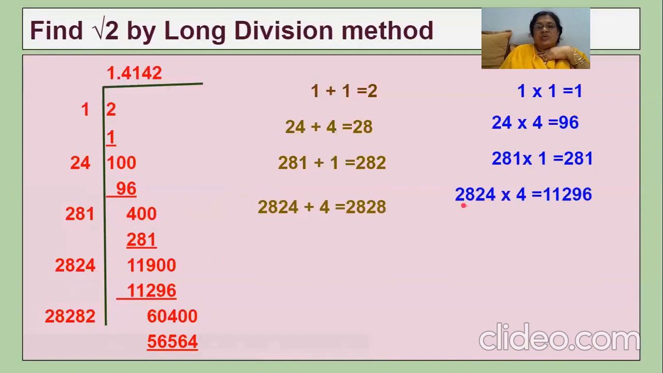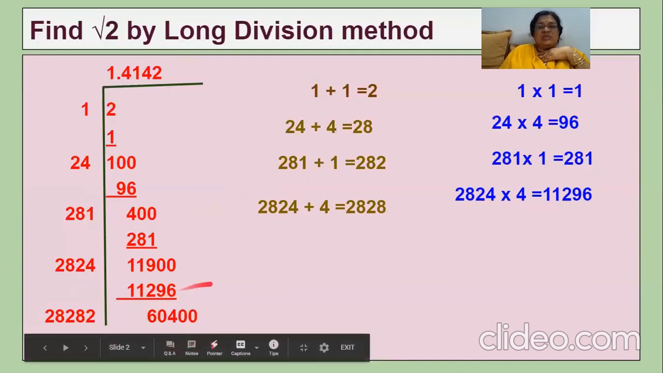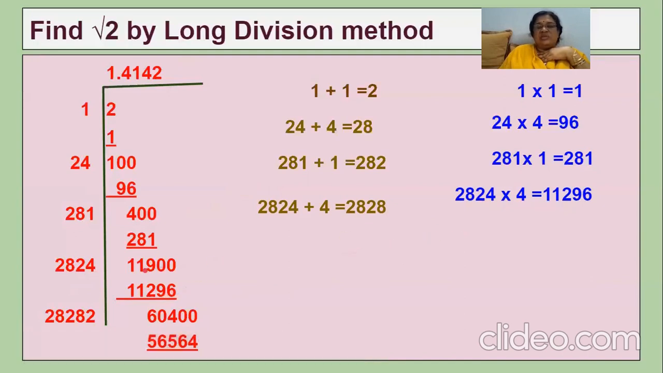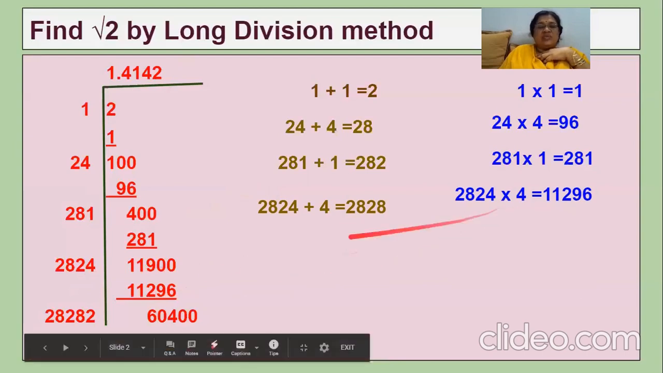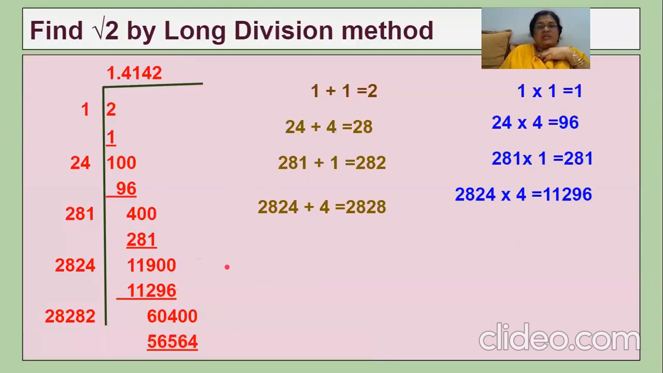So 282. If I keep 4, you multiply with 4. You will get the answer like this. So this is suitable for this. This is less than 11,900. When you take more or when you take less, it is not correct. So you have to take 4. When you have taken 4 and subtract, you will get like this. So again, this will continue like this.